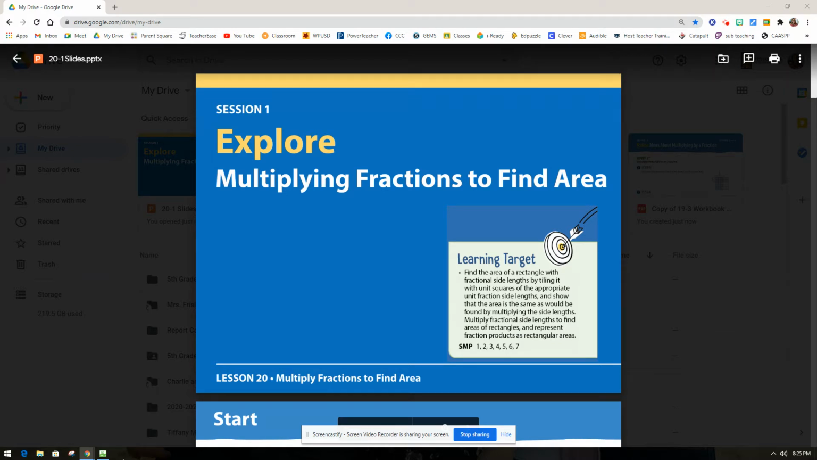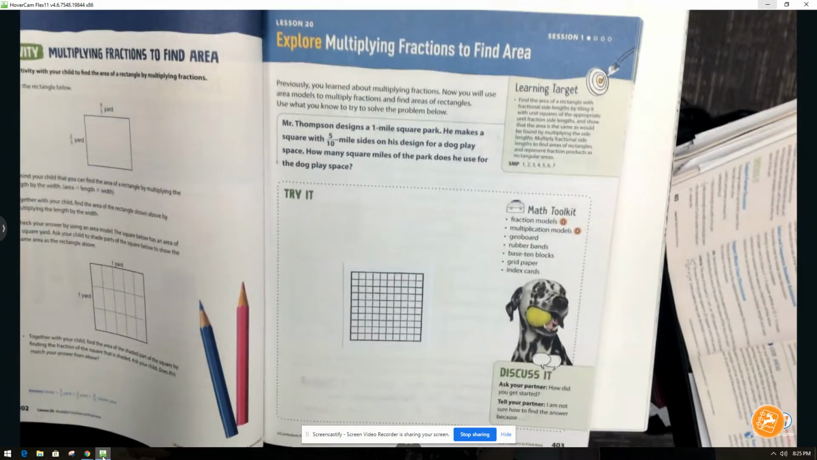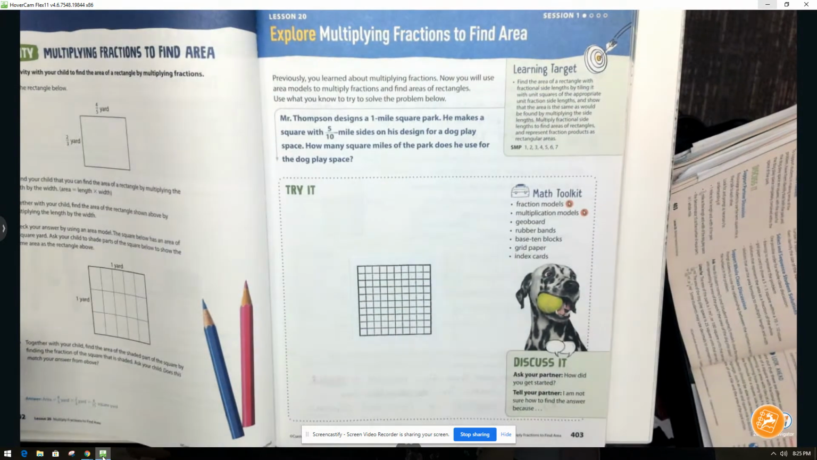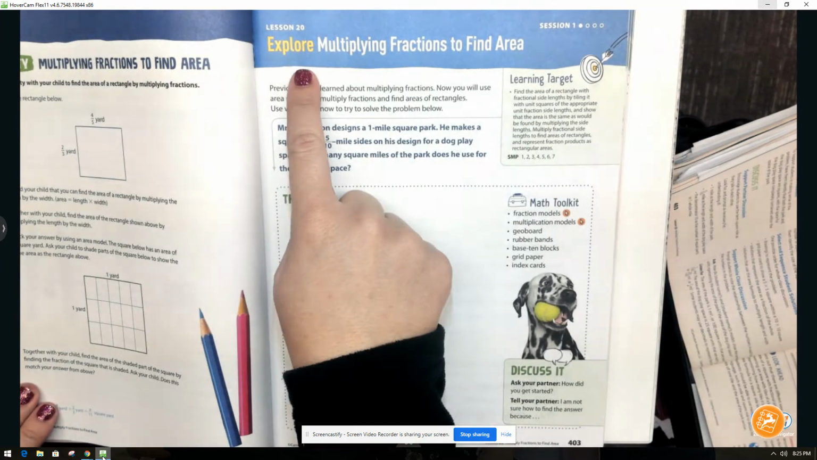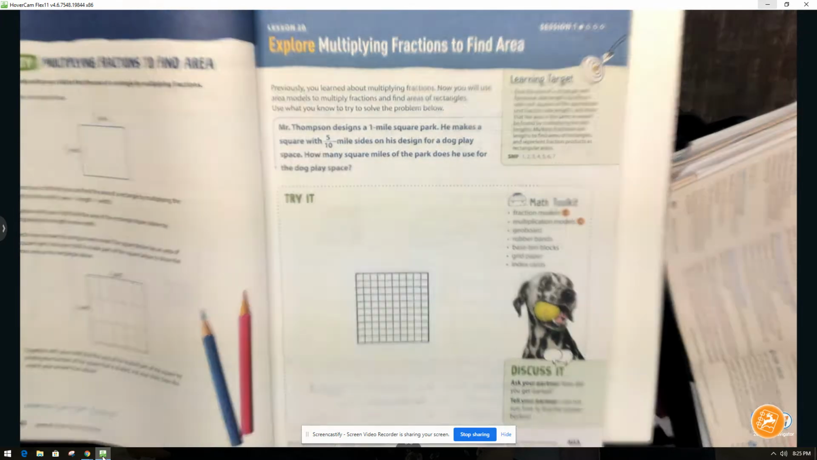So with that, we are going to be working in our Ready Classroom Math Workbook on pages 403 through 406. So go ahead and turn to page 403 in your Ready Classroom Math Workbook. Okay, so I am in my Ready Classroom Math Workbook right now, and I am on Lesson 20, Explore Multiplying Fractions to Find Area.